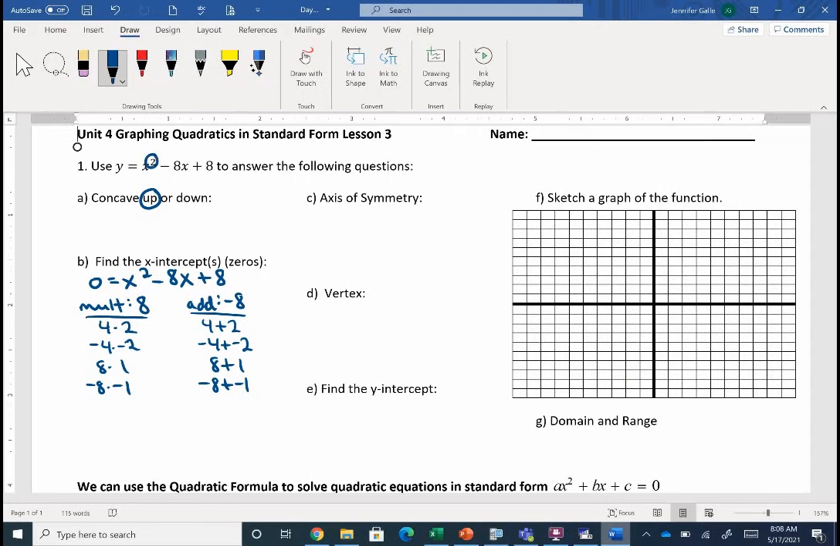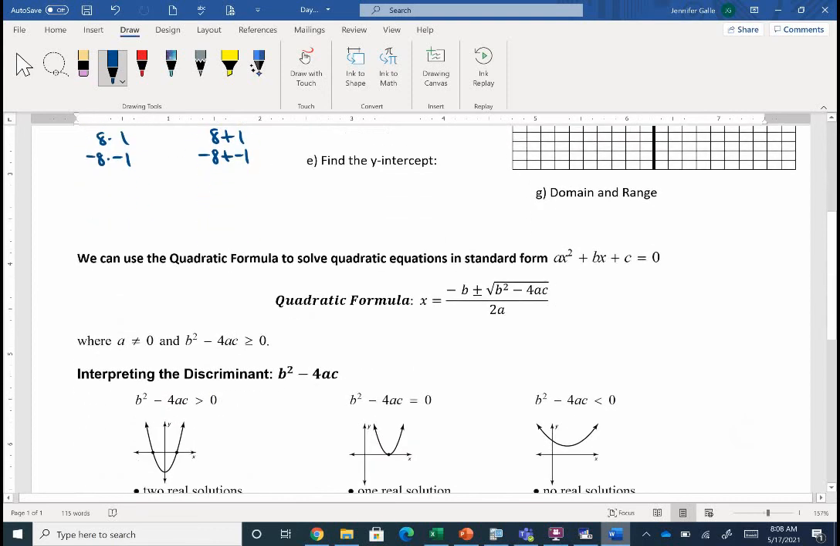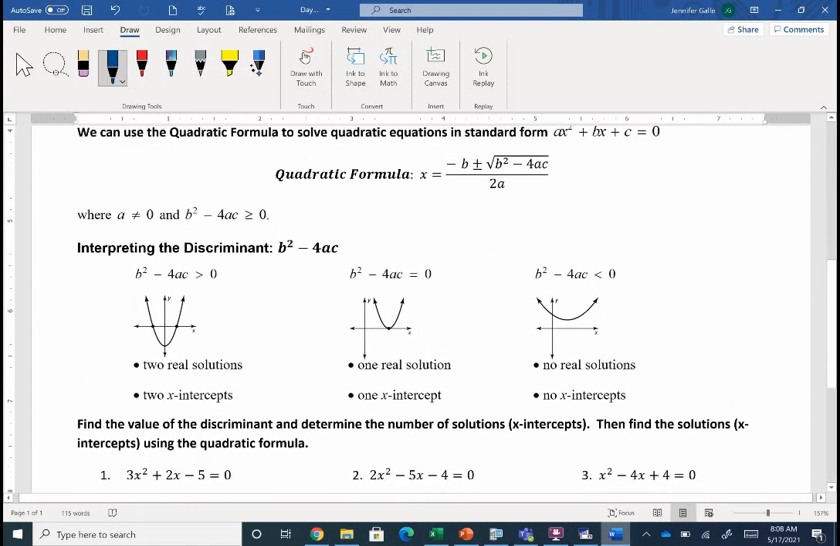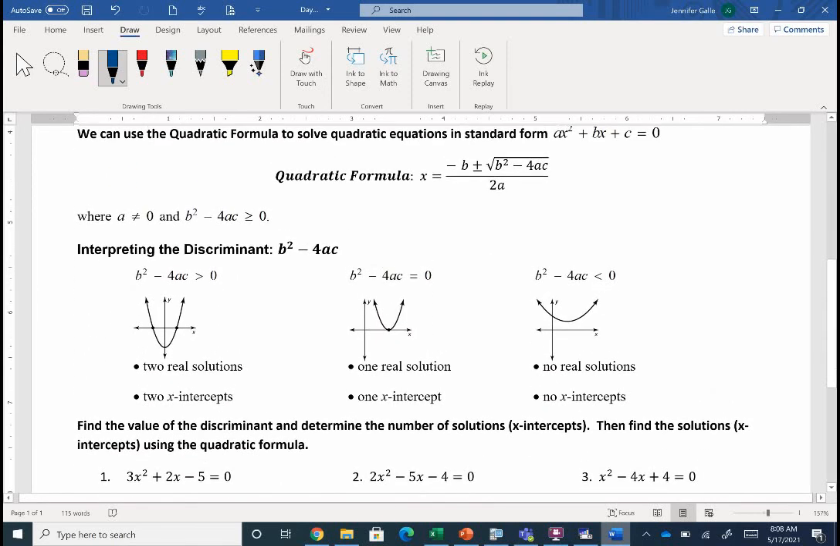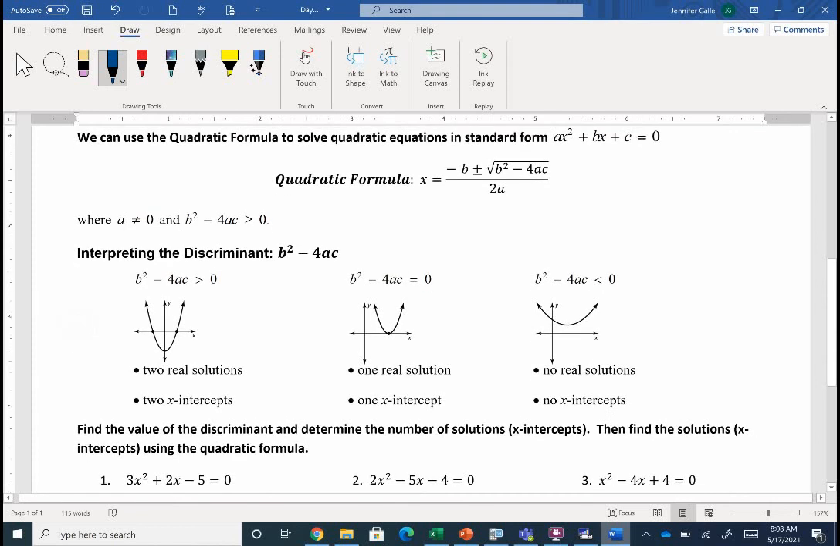Standard form means we have our squared term, our term to the first power, and then our constant. So far, when we've been factoring them, we've been able to find those number pairs. This one we can't factor, but it doesn't mean we can't graph it. But in order to find those x-intercepts in some of our other pieces, we need to use what's called the quadratic formula.